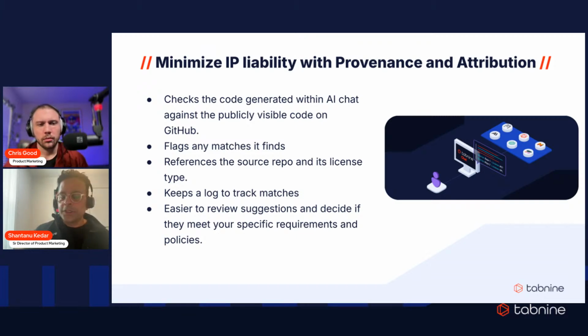And there are two new features that we are releasing in the near future related to provenance and attribution. The first one is that we are planning to add a capability that allows you to identify specific repos for Tabnine to check the generated code against. So for example, you can specify repos maintained by competitors and thus ensure that code from your competitors doesn't get introduced in your code base.